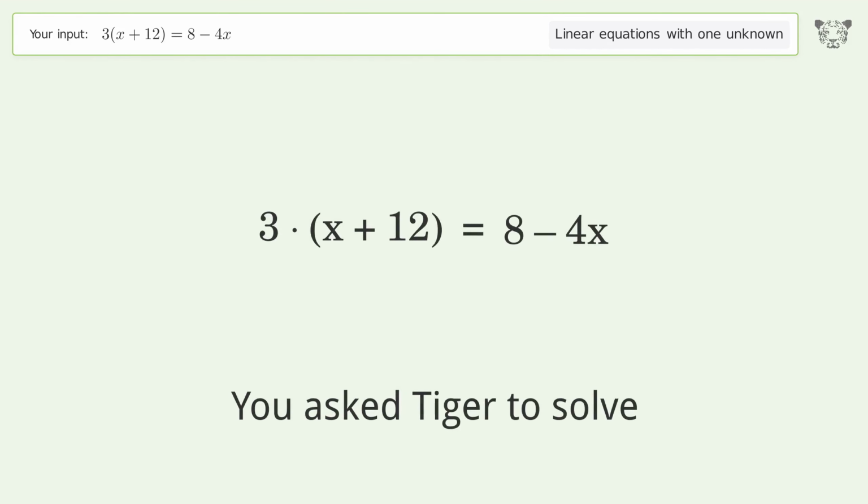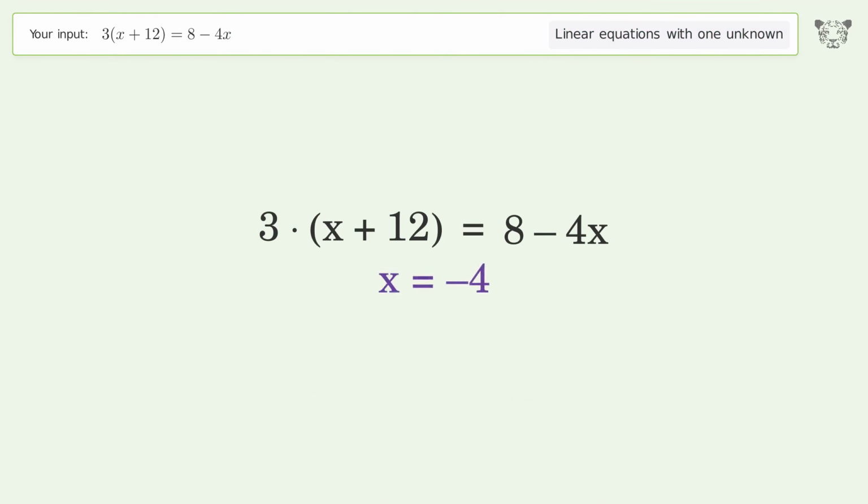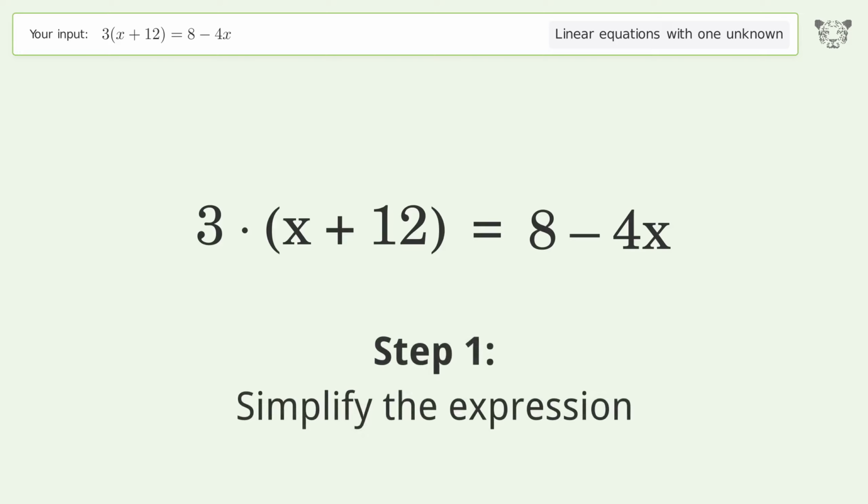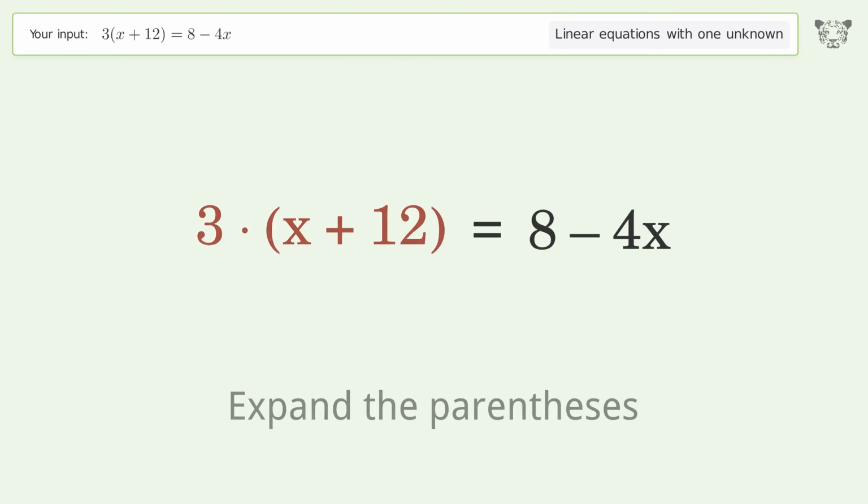You ask Tiger to solve. This deals with linear equations with one unknown. The final result is x equals -4. Let's solve it step by step. Simplify the expression. Expand the parentheses.